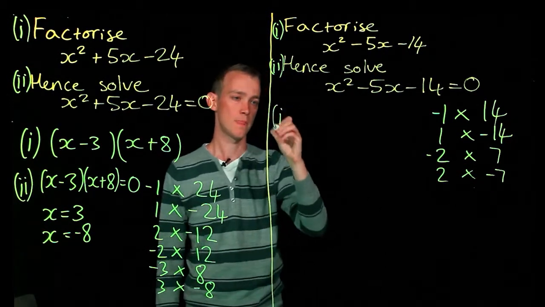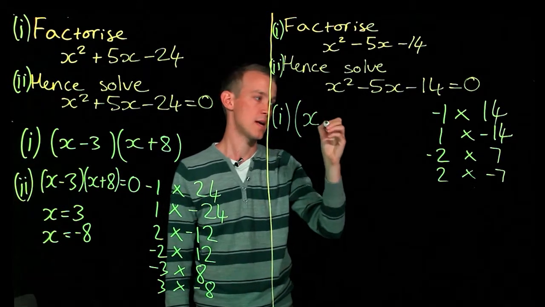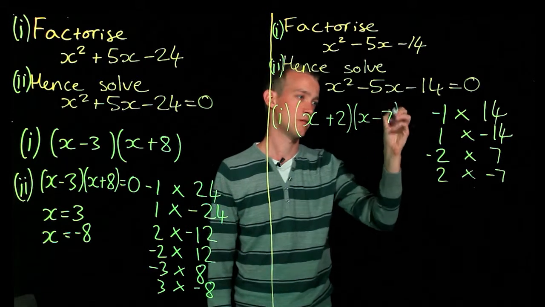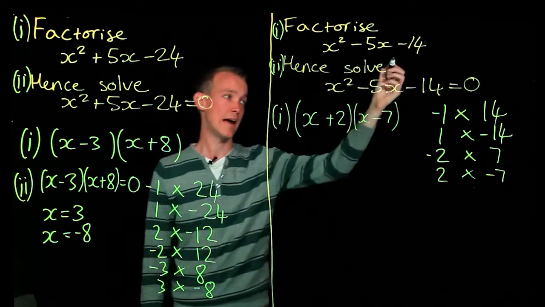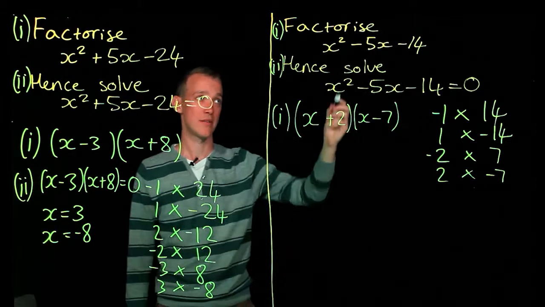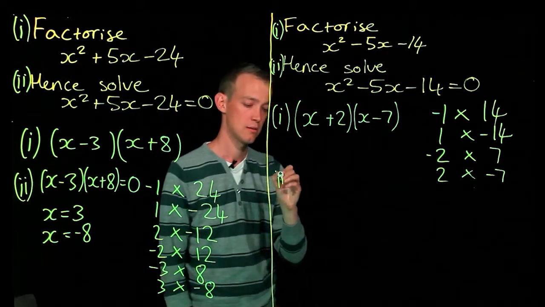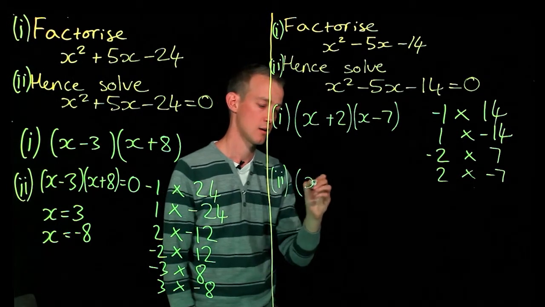I can see 2 plus a minus 7 makes a minus 5. So for part 1, my answer is going to be double brackets, (x plus 2)(x minus 7). Because when I multiply them together, I get my minus 14. When I add them together, I get my negative 5. Okay, let's solve my equation now.